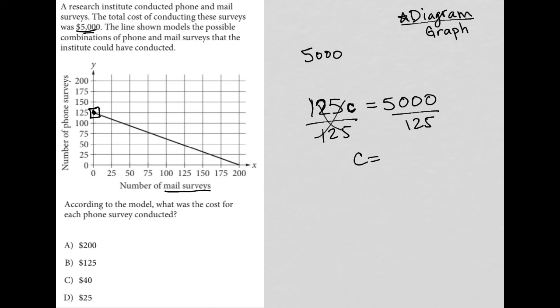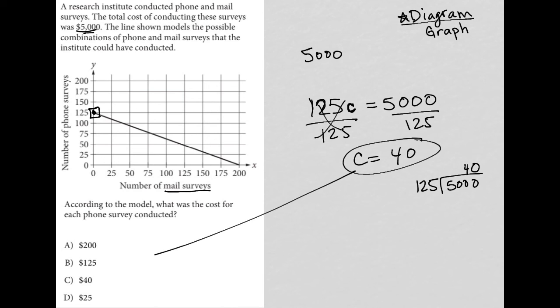So in this sense, C is equal to 40. Why? Because 125 times 40 is 5,000. Of course, this is not the calculator section, so by all means, write it out by hand. You'd see that 125 goes into 500 4 times, and we can just add a 0 to make 125 go into 5,000 40 times. So the cost is equal to 40, and therefore the answer is choice C.